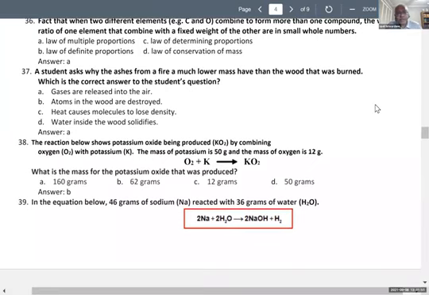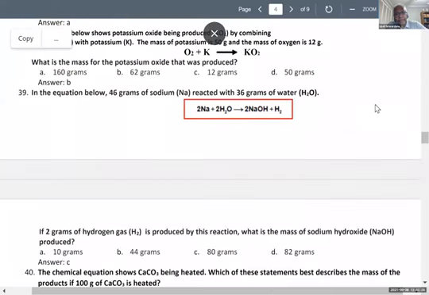The student asked why the ashes from a fire have much lower mass than the wood that was burned, if the law of conservation of mass is true. The correct answer is that gases are released into the air. Atoms in the wood are destroyed? That's not true. A is the correct answer. So we go to 39.